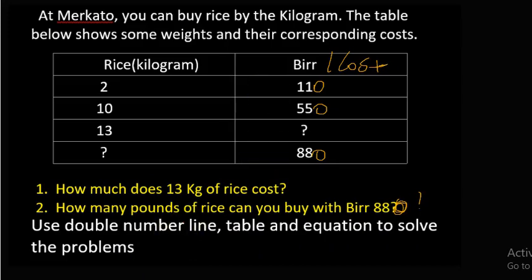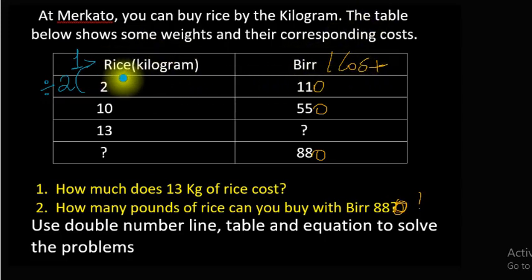Pause the video and try. Okay, let's do it together. Let's see. I'm going to first determine the unit price, which means what does 1 kilogram of rice cost us, so that it's easy to calculate the rest. To do this, I'm going to divide this by 2. If 2 kilograms of rice cost us 110 birr, then 1 kilogram costs us how much?